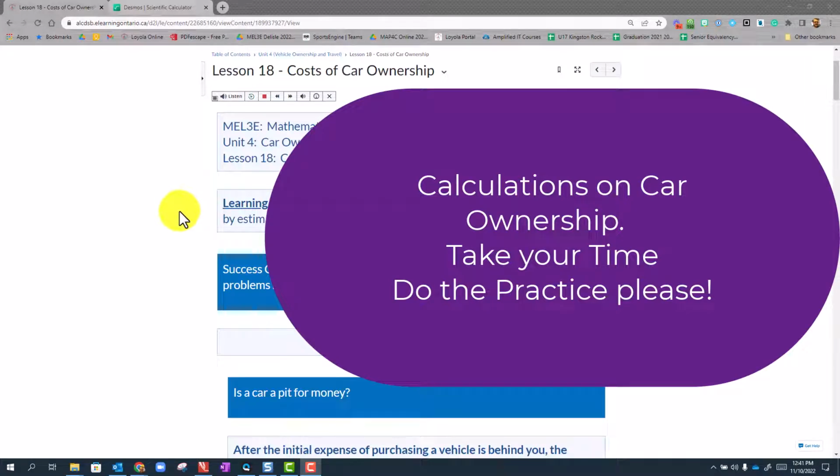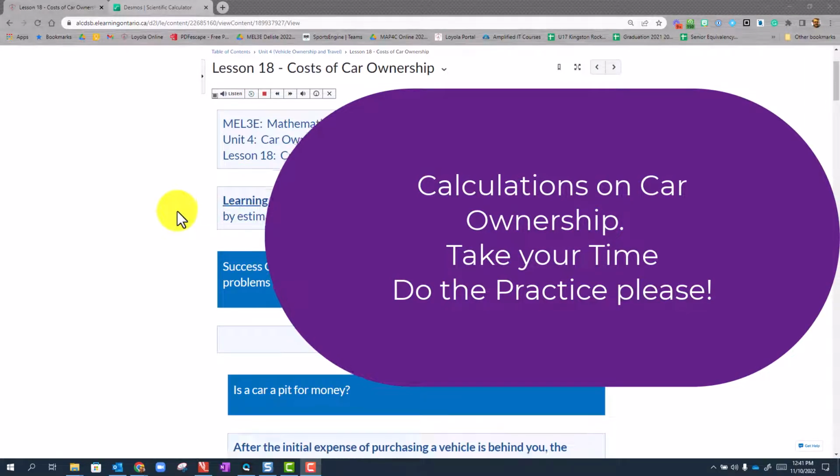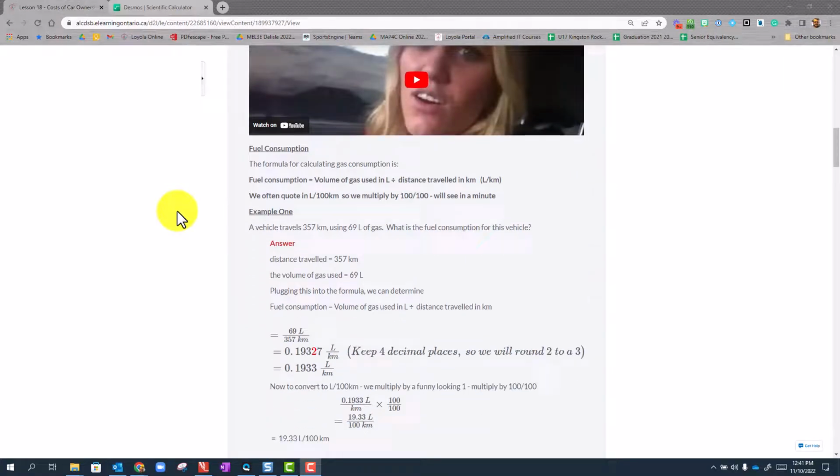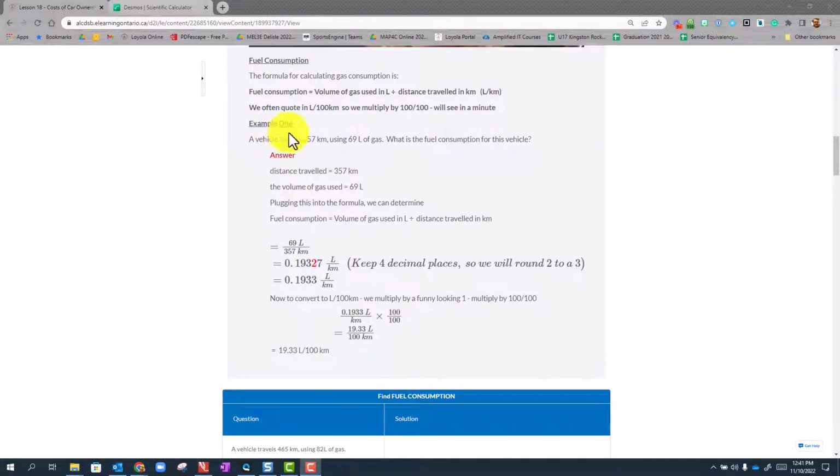Hey, Chris here. We're looking at the cost of car ownership and we're going to be doing some calculations. Just slow down and pay attention to these and we're going to be just fine. So the first one is fuel consumption.